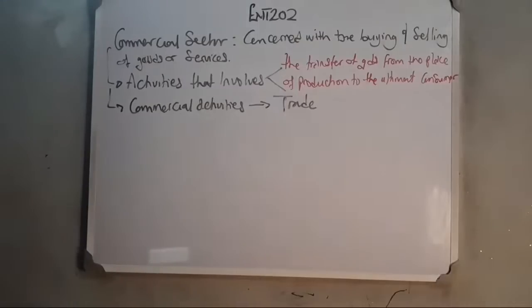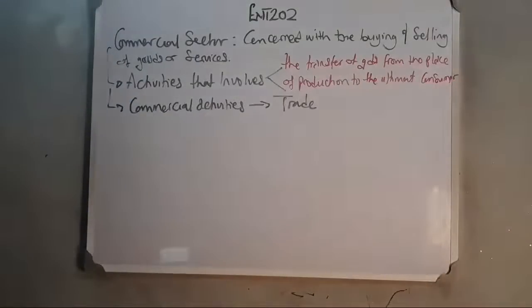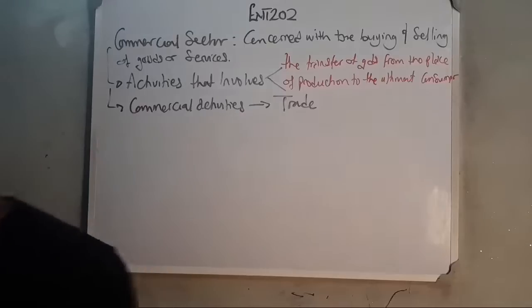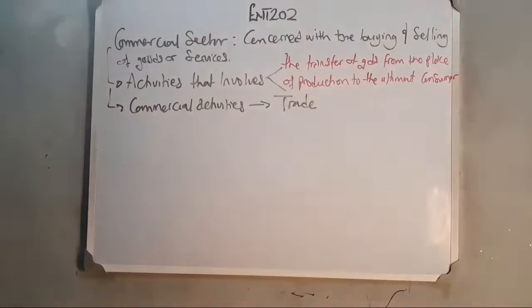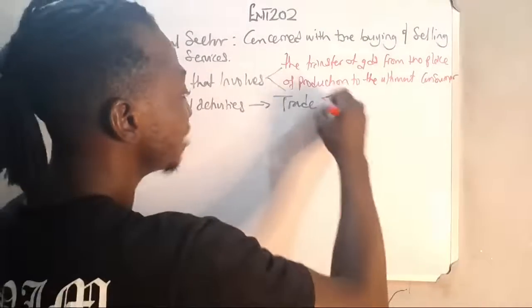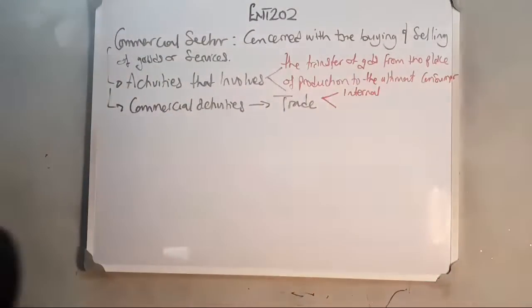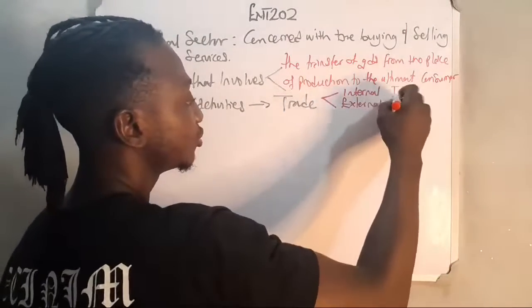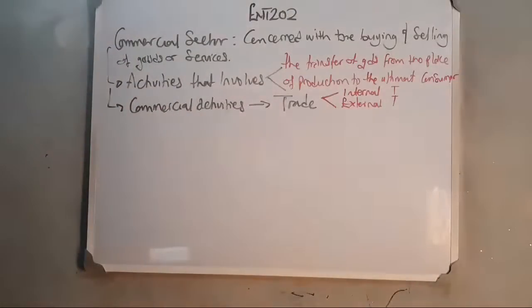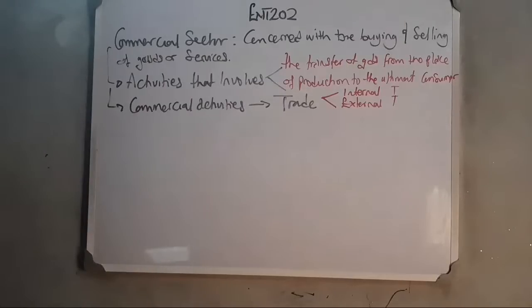Now, trade involves the buying and selling of goods. Trade involves the exchange of goods and services for value. Now, trade is classified into two types, which we have the internal and the external trade. Now when we say the internal trade, what are we talking about?